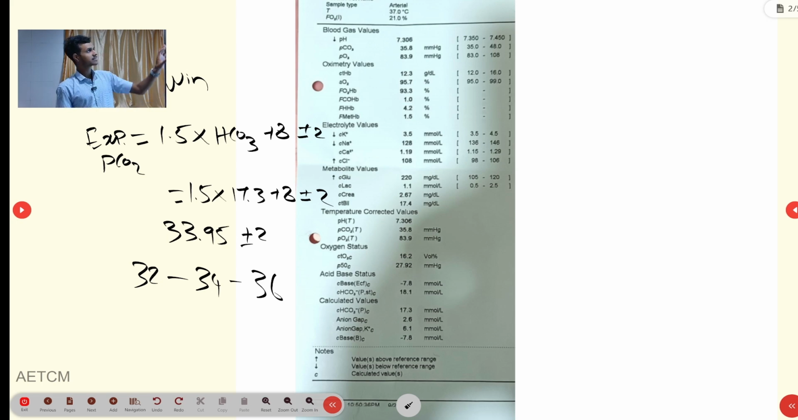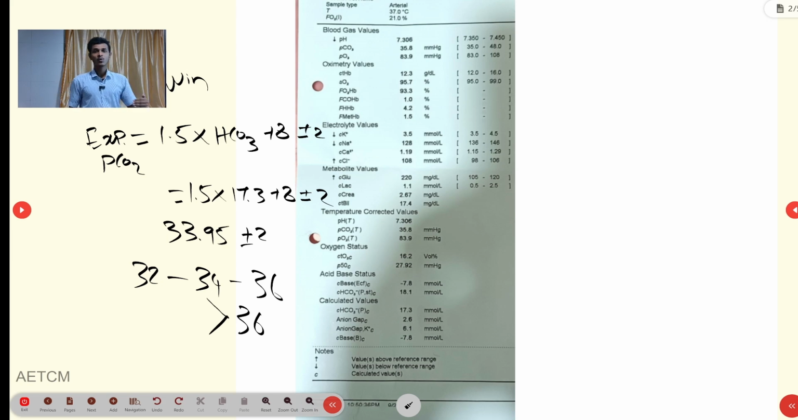Here we can check the PCO2 level of 35.8. So it is a value between 32 to 36. Am I right? So this person has a correct compensatory mechanism. Sometimes if the value is going above 36, that is indicating that along with the metabolic acidosis the person has a respiratory acidosis also. Are you getting my point?